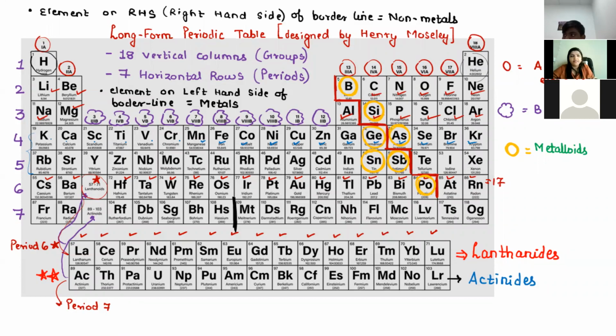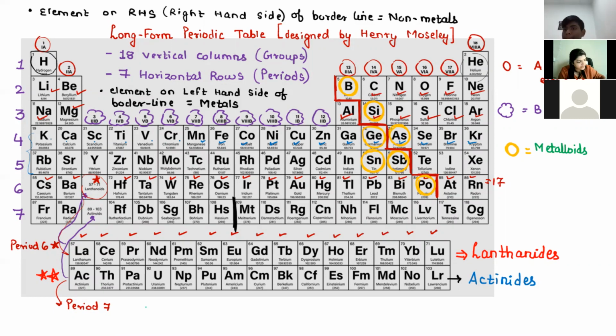So by looking at the periodic table only, if suppose I ask a question, give 3 examples of metalloids, you just have to understand that, okay, this is the border line and over here are the metalloids. So you don't have to actually learn by heart, as I told you that they will allow you to use the periodic table.